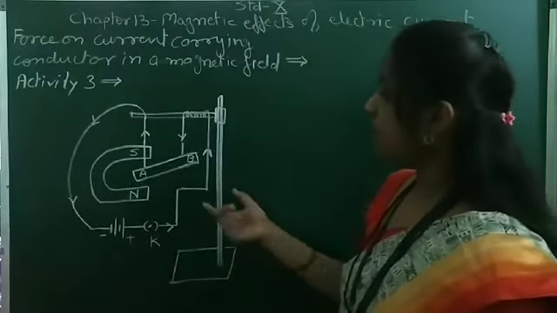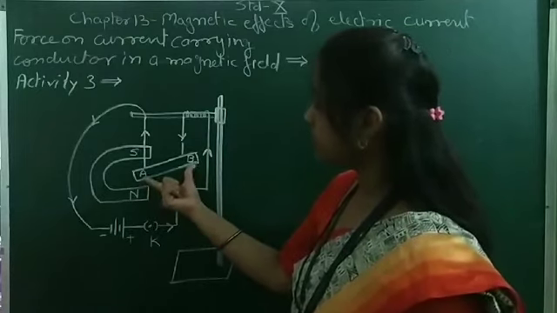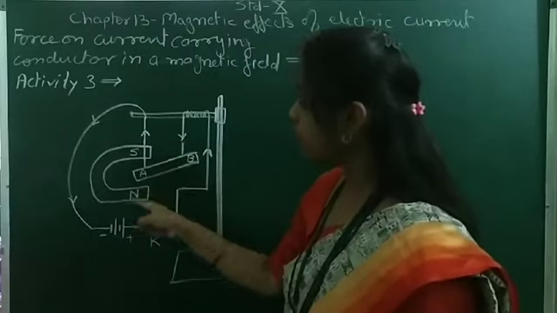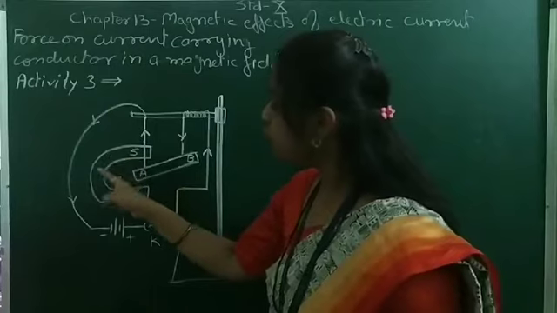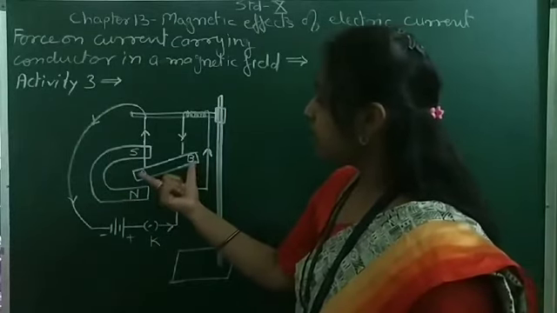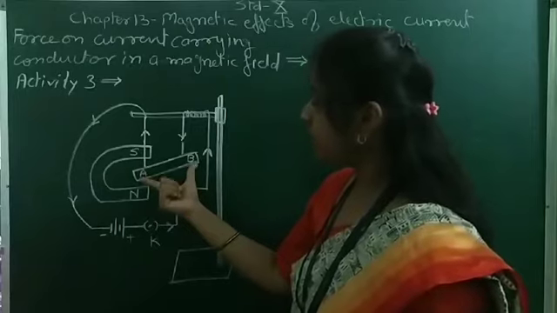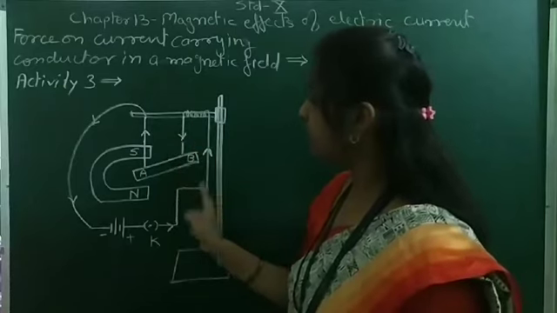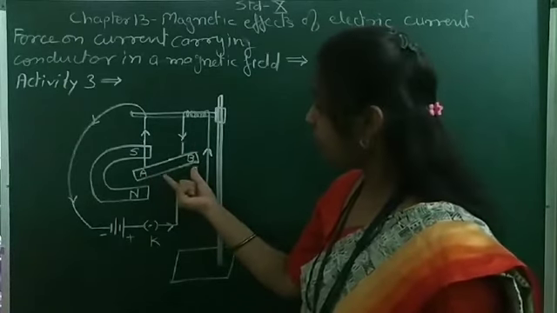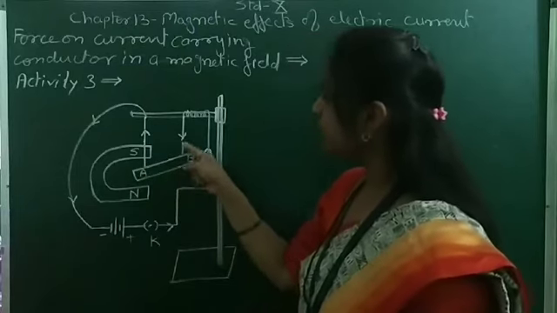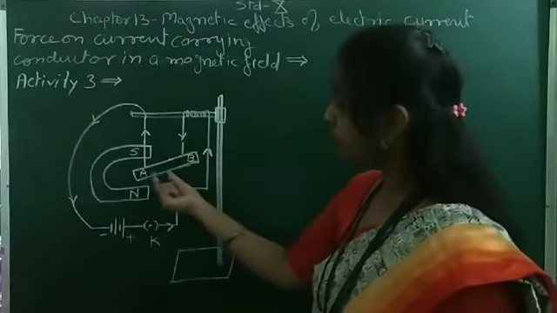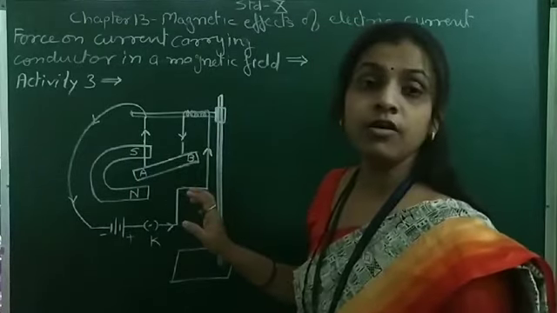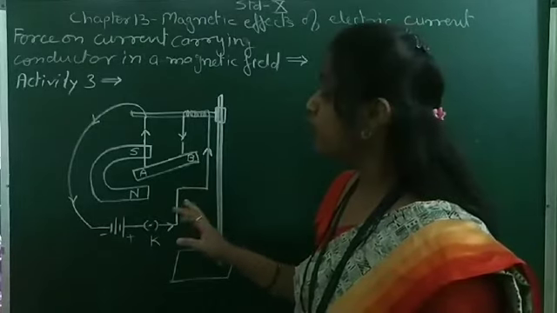For this, we have to suspend an aluminium rod AB horizontally between a horseshoe magnet. We have to take a strong horseshoe magnet and suspend an aluminium rod horizontally between this horseshoe magnet with the help of connecting wires. So this AB is an aluminium rod which is suspended horizontally with the help of the connecting wires in the horseshoe magnet.